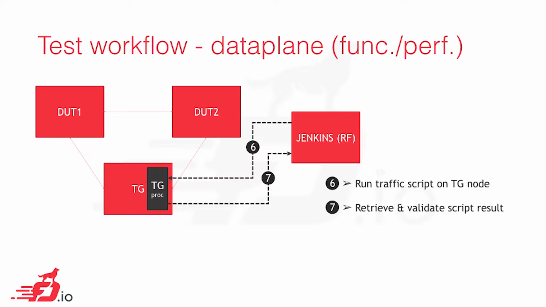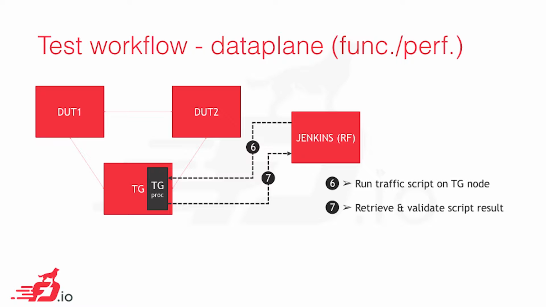And then the Jenkins framework just captures those stats and uses them later for reporting how the tests were executed, where it failed, where it didn't fail, how many packets we lost, whatever. So that's it for the test workflow.